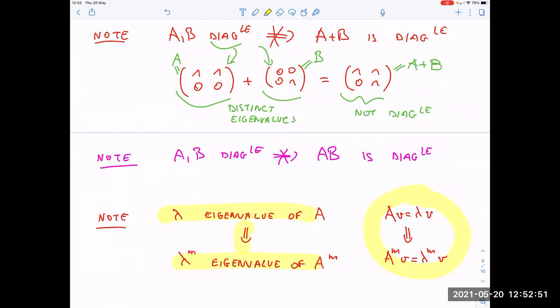Any further doubt, question, or remark? Powers keep diagonalizability, Alireza, yes, but addition and multiplication do not, in general. That's what happens.